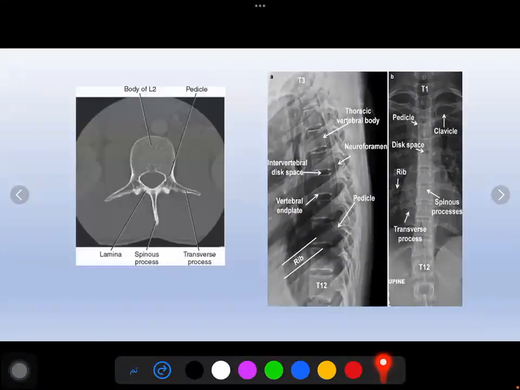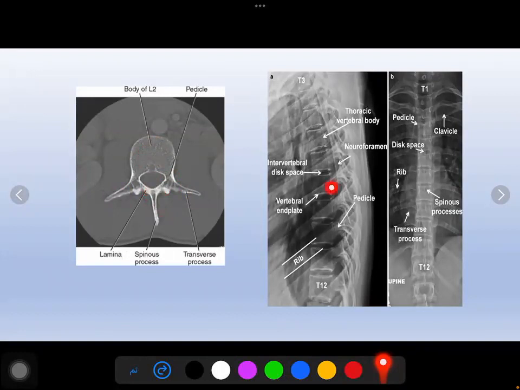This is the vertebral body. This is the pedicle, bilaterally projecting from the posterolateral aspect of the vertebral body. And this is the transverse process, formed by fusion of pedicle and lamina. This is the lamina. And this is the spinous process.